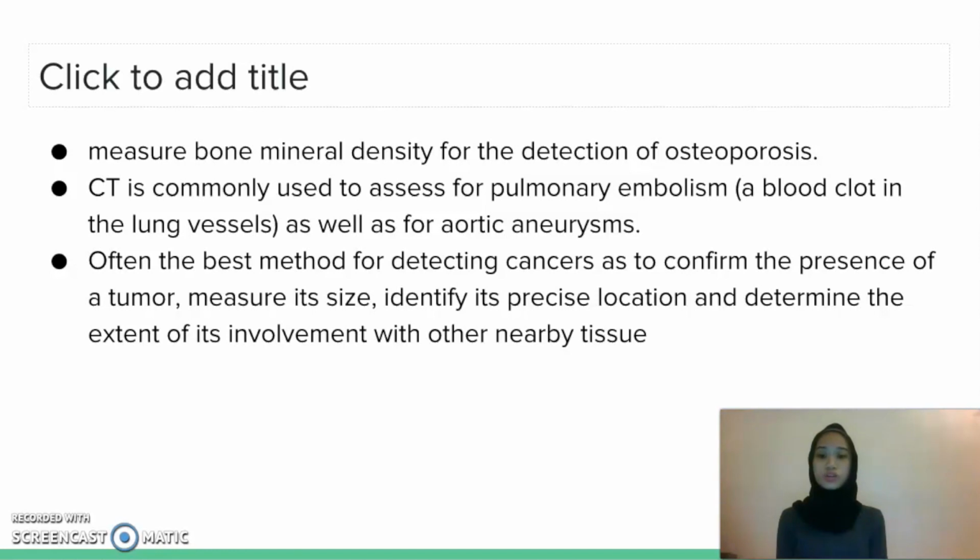CT is also commonly used to assess for pulmonary embolism, which is a blood clot in the lung vessels, as well as for aortic aneurysms. Often, the best method for detecting cancers and confirming the presence of a tumor is through a CT scan, which can measure its size, identify its precise location, and determine the extent of its involvement with other nearby tissues.